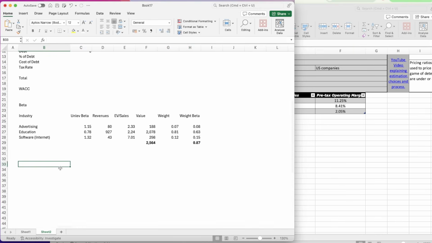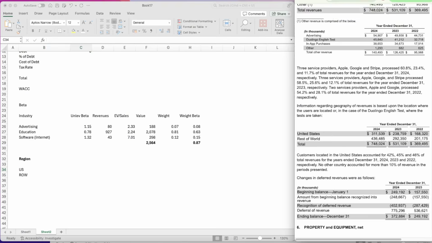And the equity risk premium, so go region, we're going to go US and rest of the world. Because we're having to go with the previous year, we'll just use the same.